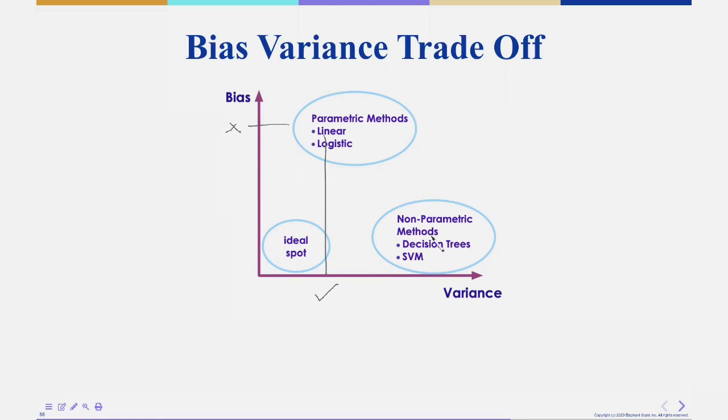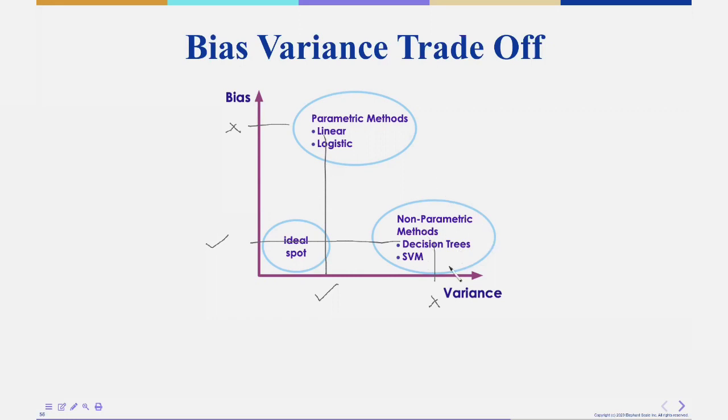And the algorithms we looked at now, decision trees and SVM, right? They are very flexible algorithms. They exhibit low bias, which is good, but they have very high variance, which is not good, right? So machine learning also has trade-offs, just like in life. You cannot have everything.